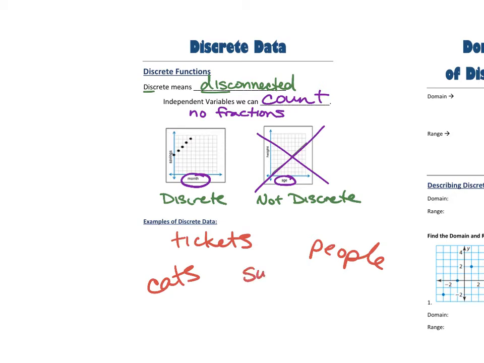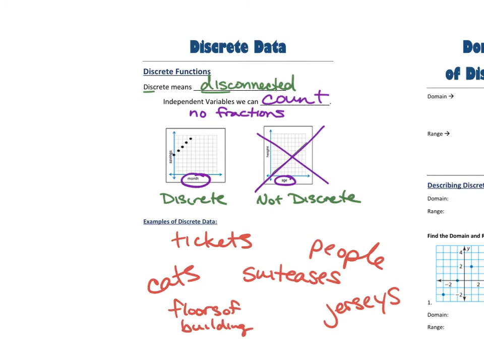You can count things like suitcases, like the number of suitcases that fit in a trunk of a car. You could talk about jerseys or uniforms ordered for a team because you can't buy half a jersey, or things like the floors of a building. So if you're talking about the number of stories the building has, you can't have half a floor. That doesn't make sense. You either go from floor 1 to floor 2 to floor 3 to floor 4. You don't have half floors. That's not a thing. That's discrete data.